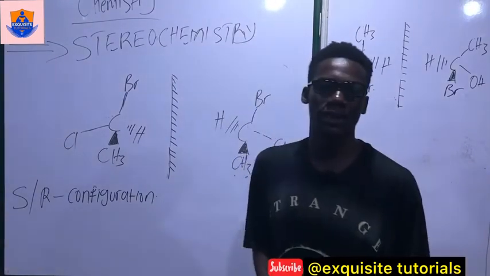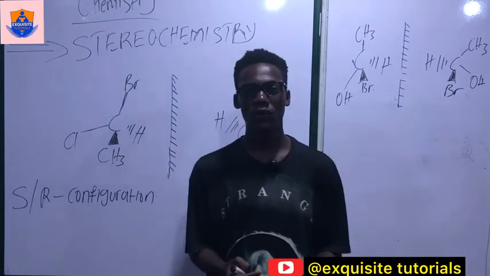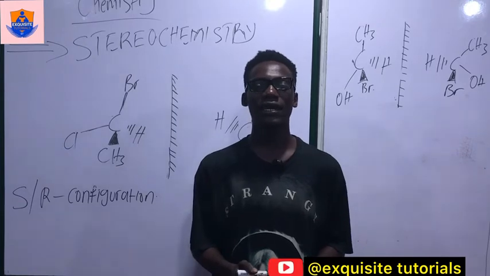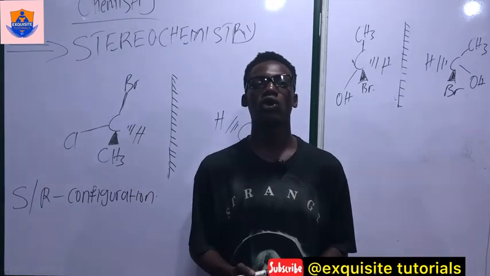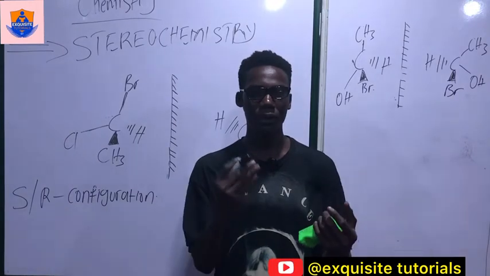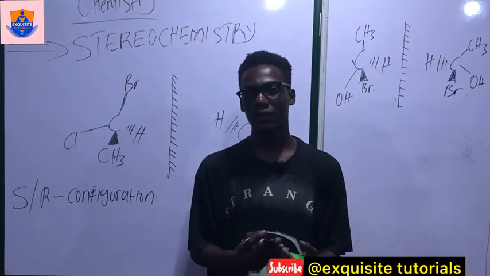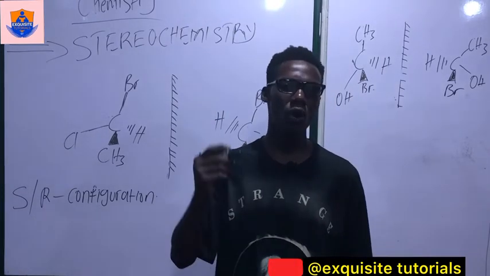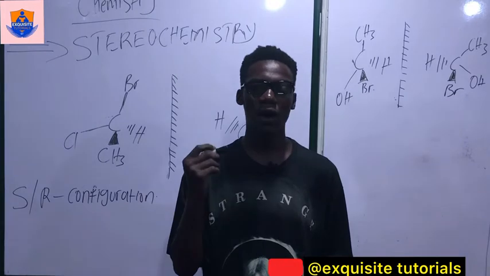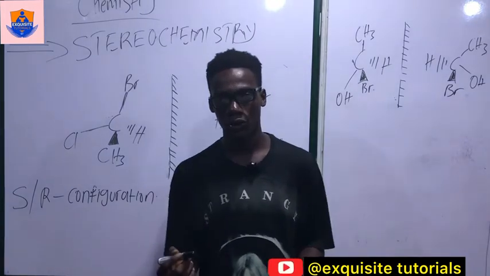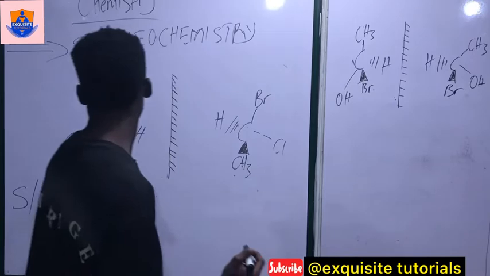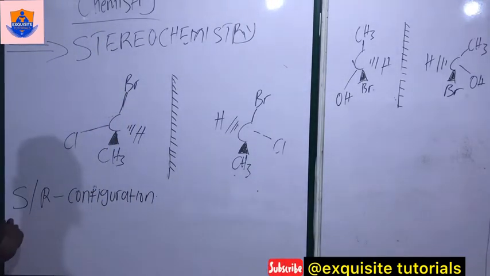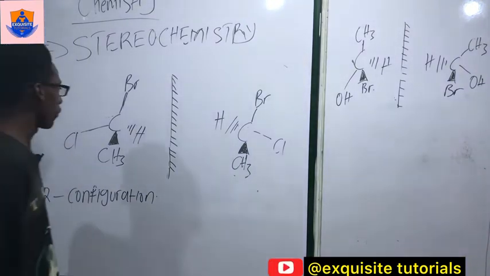Now, what are enantiomers? Enantiomers are compounds that are mirror images of each other, but they are non-superimposable. So therefore, they are chiral compounds. Once a compound is a mirror image of itself and non-superimposable, it is a chiral compound. So all enantiomers are chiral compounds. So let's take a look at this compound. Then we're going to be discussing how to name the S or R configuration.